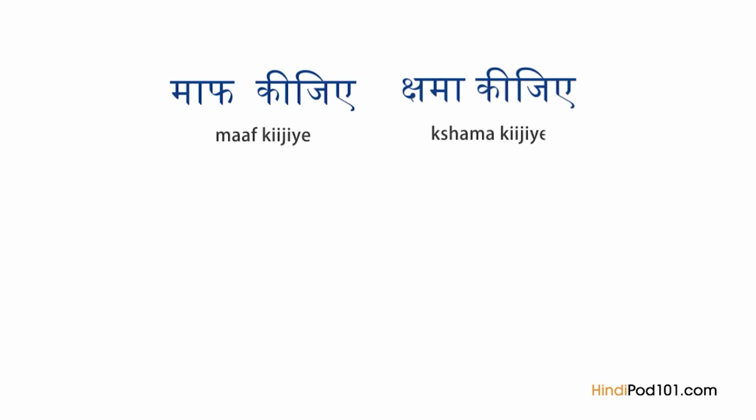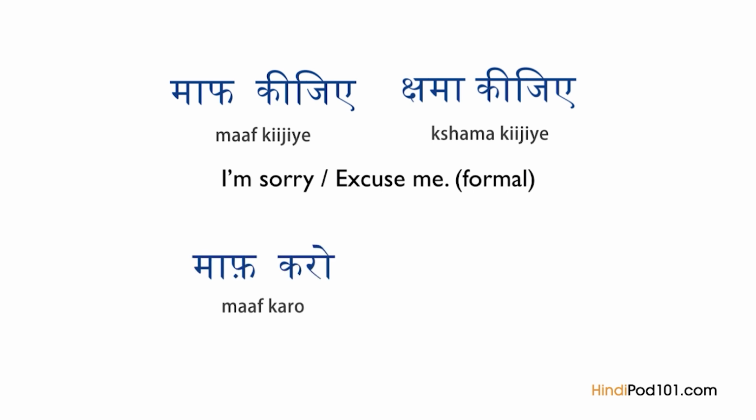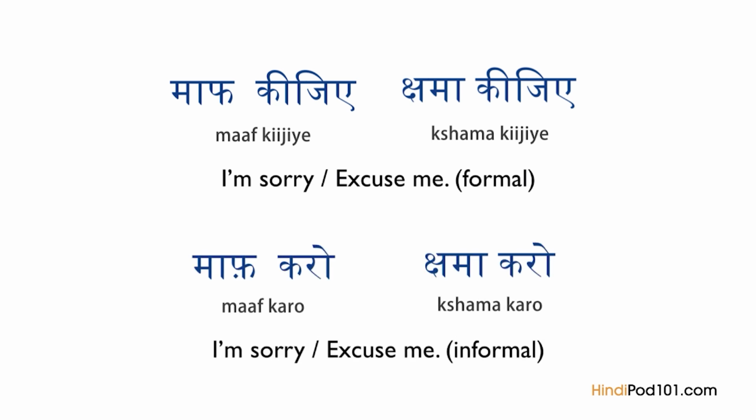Let's review. Maaf kijiye or Kshama kijiye is a formal I'm sorry or excuse me. Maaf karo or Kshama karo is the informal I'm sorry or excuse me. These are all versatile phrases with a few different meanings depending on the situation. Whether you are trying to get someone's attention for a question, or making your way through a crowded area, or apologizing for stepping on someone's foot, these are all phrases you could use.